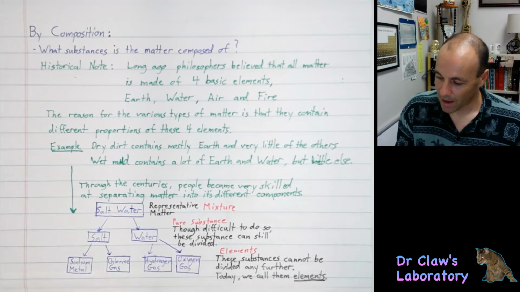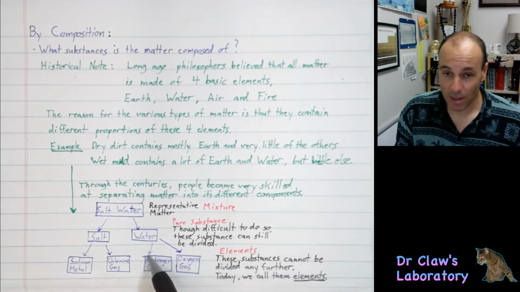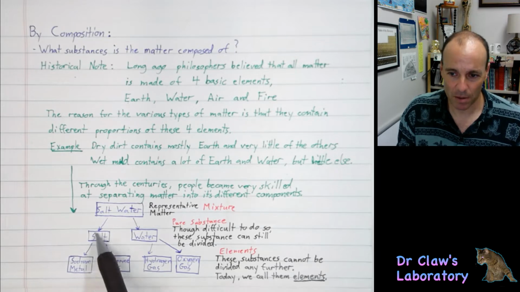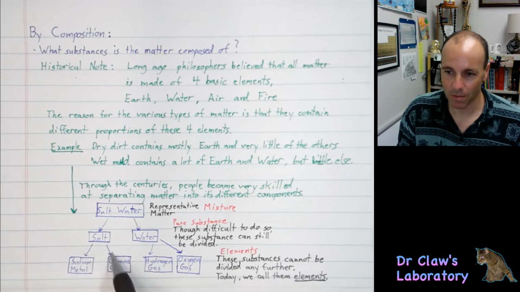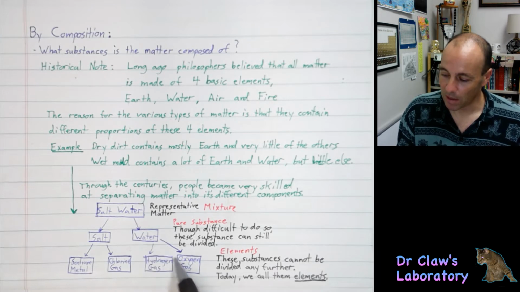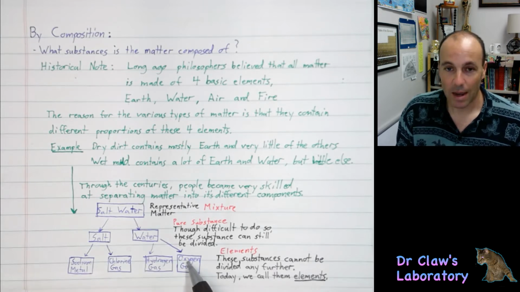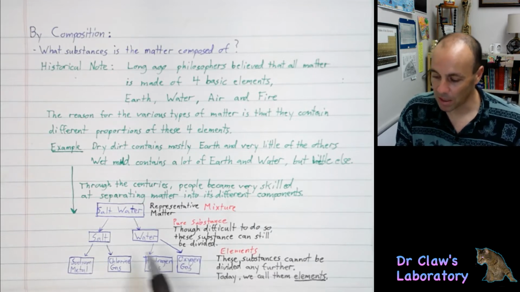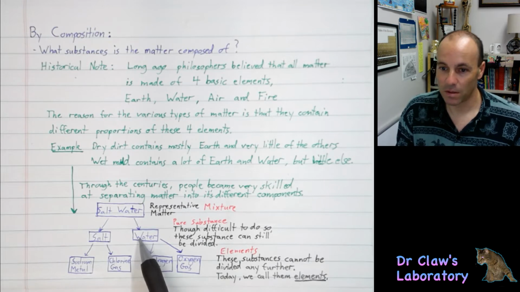Now, eventually people were able to even take salt and separate it further into a metal type of material and a vapor. So sodium metal and chlorine gas. It took a while for people to figure out how to do this. I think in the 1800s they figured out how to separate salt. And also water could be separated into hydrogen and oxygen. So these are even simpler substances than those two right there.